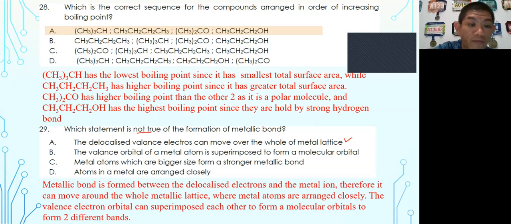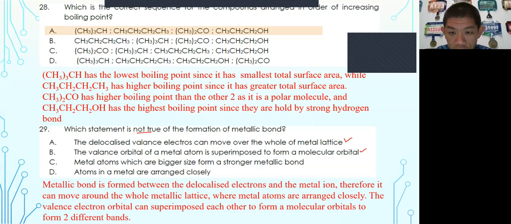In fact, the one with a smaller size will have a greater value. So number C is wrong. And then atom is a metal that are arranged closely, which is also correct. So the best answer in here is C. Okay, so this is for number 29.